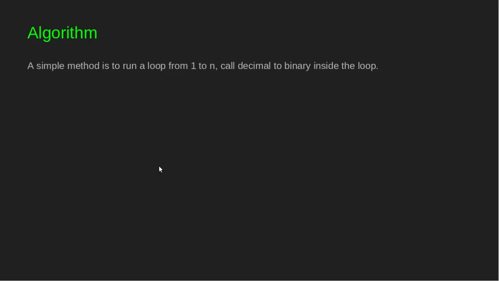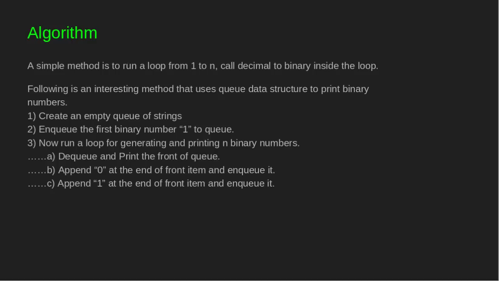A simple method is to run a loop from 1 to n, calling decimal to binary inside the loop. Following is an interesting method that uses the queue data structure to print binary numbers. Create an empty queue of strings and enqueue the first binary number, 1, to the queue. Now run a loop for generating and printing n binary numbers. Dequeue and print the front of the queue. Append 0 at the end of the front item and enqueue it. Append 1 at the end of the front item and enqueue it. If you don't understand it right now, we'll discuss this in detail in the later part of this video.